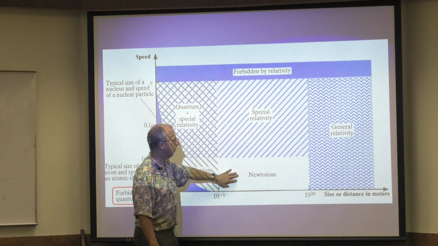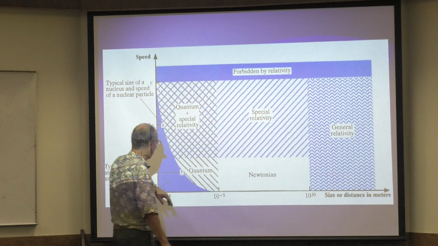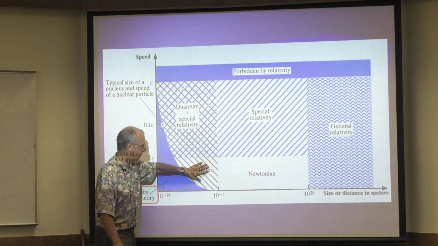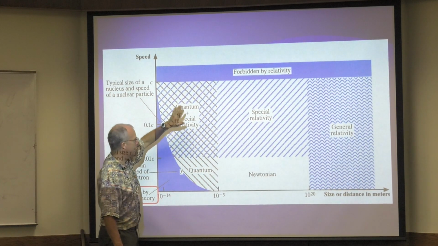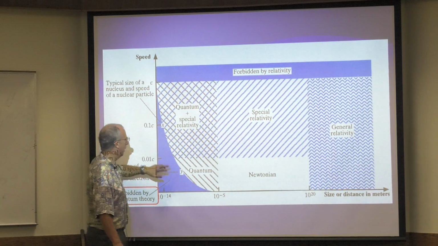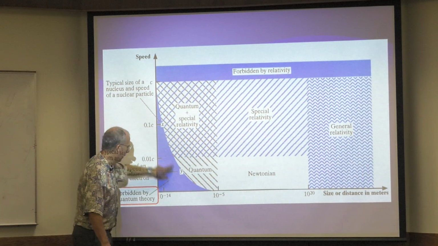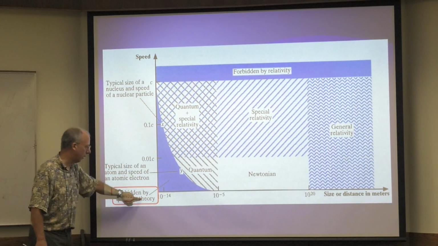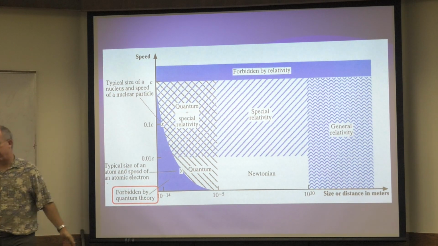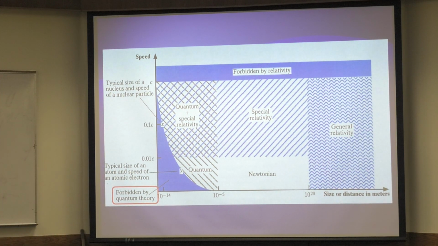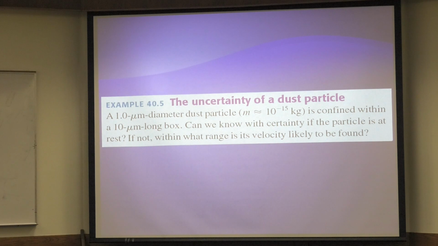If you go slow, if you go fast, you got to use special relativity. If you're really small, you got to use quantum physics. If you're small and go super fast, you got to use quantum physics and special relativity. But there's this section here that says forbidden by quantum theory. That's because it's forbidden by the Heisenberg uncertainty principle. Okay, now, who cares? Well, you'll see.